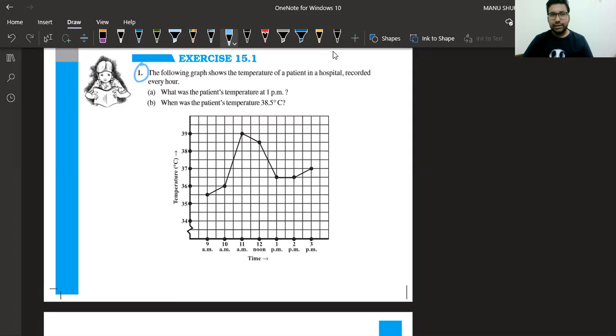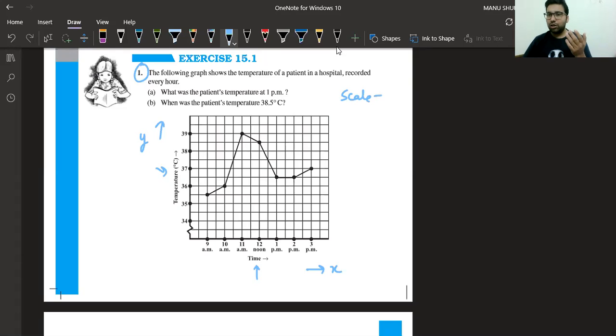In question 1, they are saying the following graph shows the temperature of a patient in a hospital. So you can see this is showing the time at which we are looking for the temperatures, and these are the temperatures that we have got. Let us see. So on the x-axis we have time, on the y-axis we have temperature. That's it. Now comes the scale thing. These are things that we should observe first in the graph before starting any question. Second thing we observe is the scale.